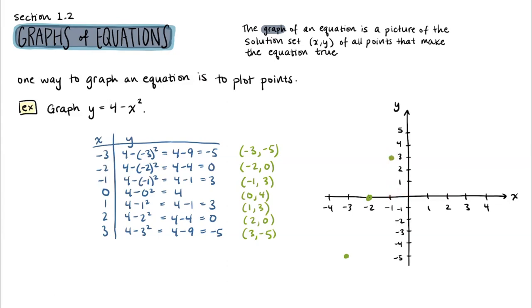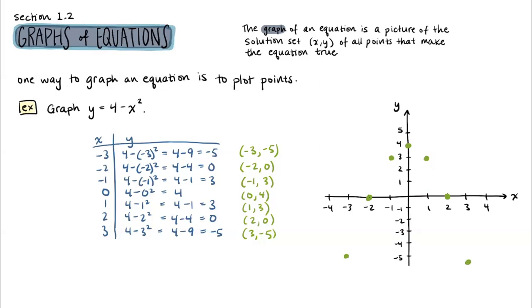Okay, then we've got 0, 4. That's 0 on the x-axis, then up 4, so that lives on the y-axis. Then we've got 1, 3. That's 1, then 1, 2, 3, so that point lives right there. Then we have the point 2, 0, which is out 2 on the x-axis and 0 in the y direction, and then 3, -5, and that is about here.